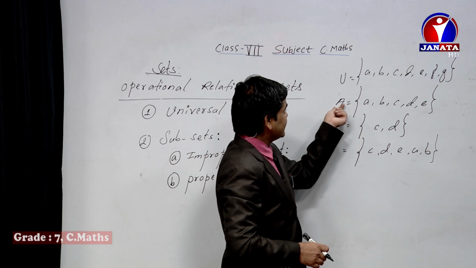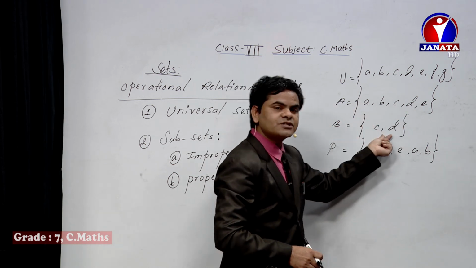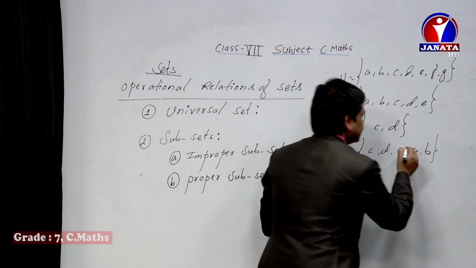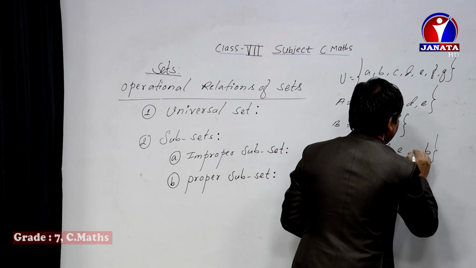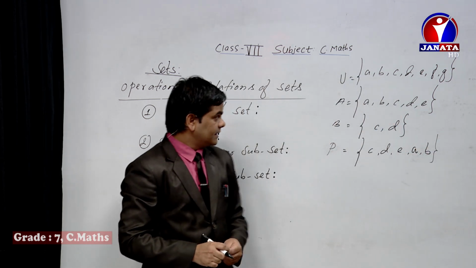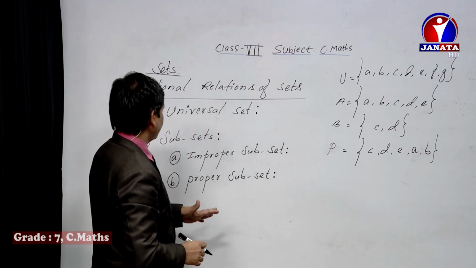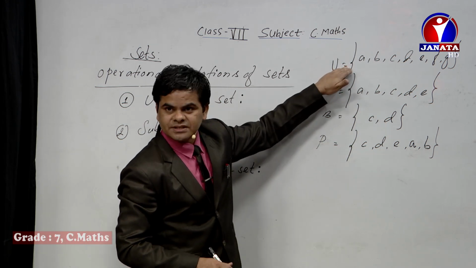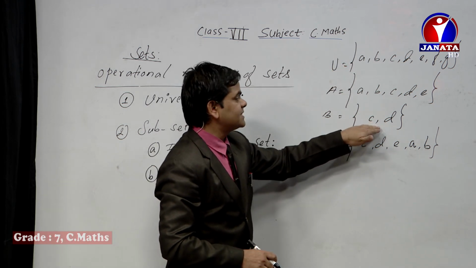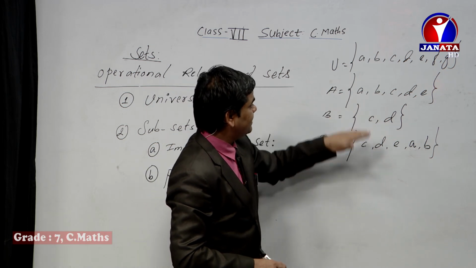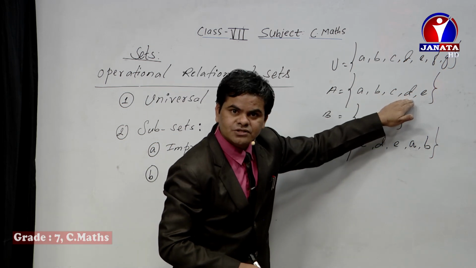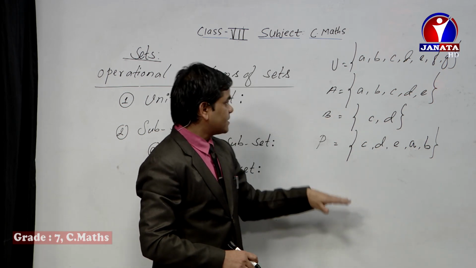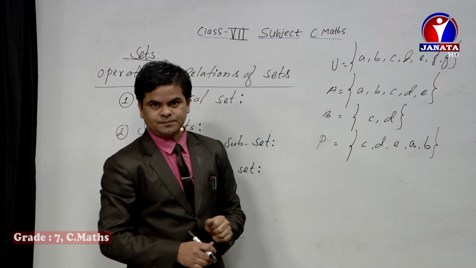Set A has A, B, C, D, E. Set B has only 2 elements, C, D, and set P has C, D, E, A, B. These are the elements. Subset means all of these are subsets of the universal set. But if you look at set B, it has the elements C, D, which are contained in set A and also in set P. That's why B is a subset of A and also of P.